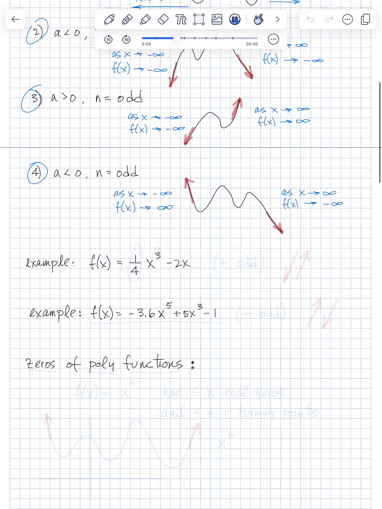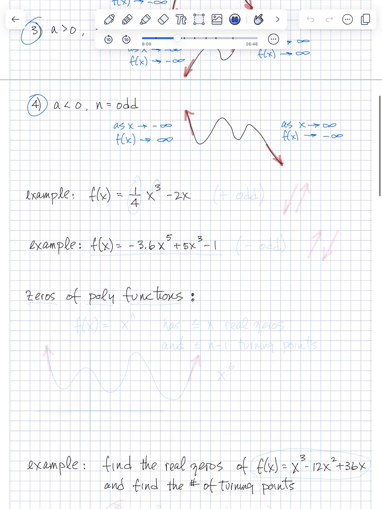So our first example, f of x is equal to 1/4 x cubed minus 2x. The only thing we're interested in when we're going to describe the behavior of the left hand and right hand is what is a and what is n. So a is greater than 0.